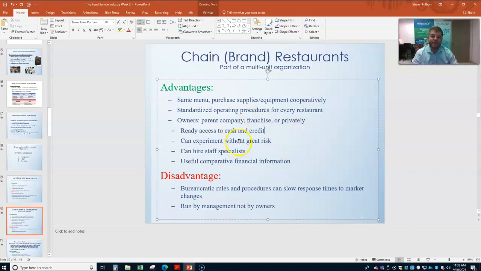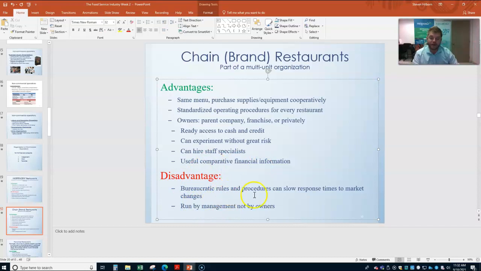Great advantages are that they can experiment without great risks. They can hire staff specialists, so they can hire a social media manager to run their 70 locations' social media ads, whereas the independent one place might not have in their budget the $80,000 a year to hire that person. And they also have useful comparative financial information amongst all of their different restaurants.